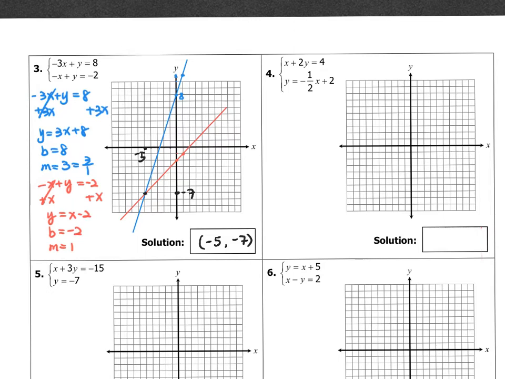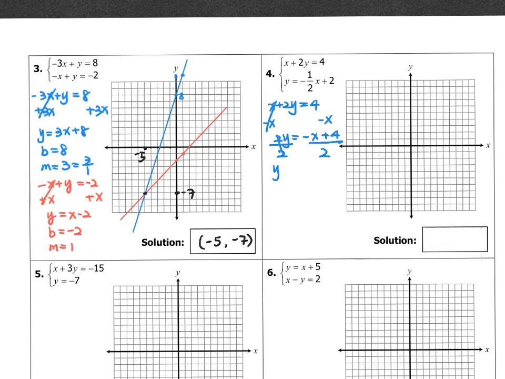Okay, let's look at the next one, number 4. Again, standard form, so I'll take the first equation and write it in slope-intercept form by getting rid of the x term. So I end up having 2y equals negative x plus 2. And remember, 2y, I have to divide by 2 on both sides.